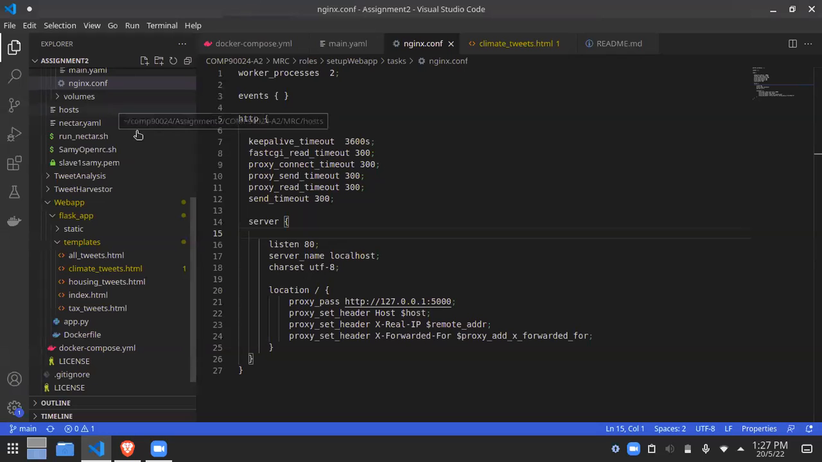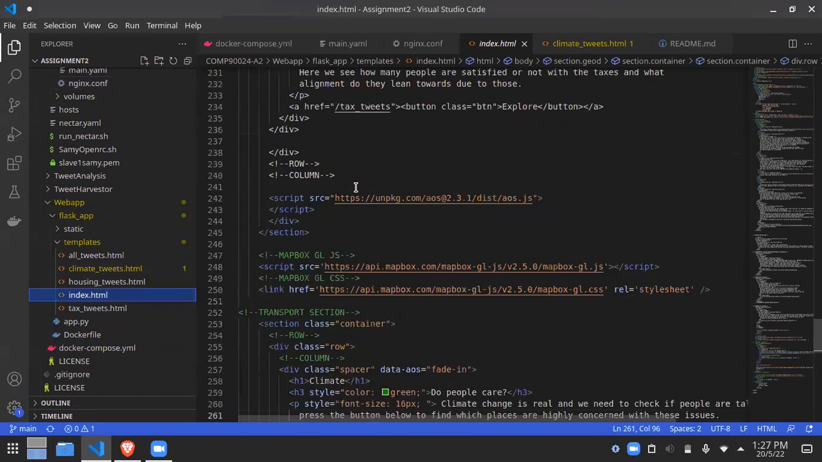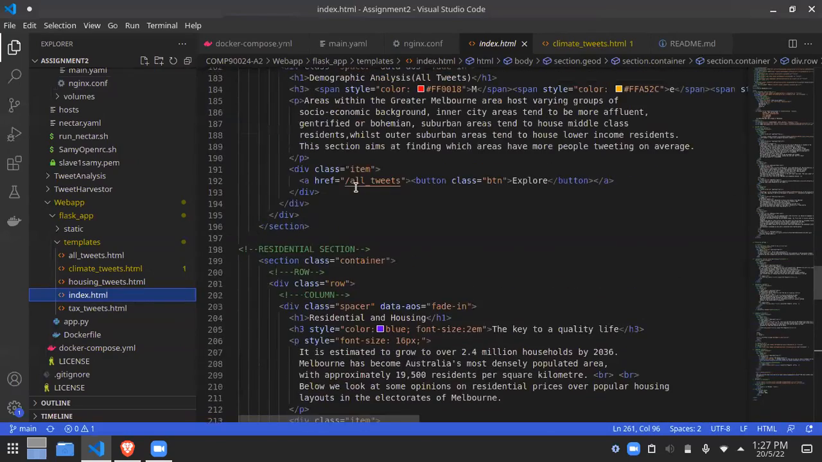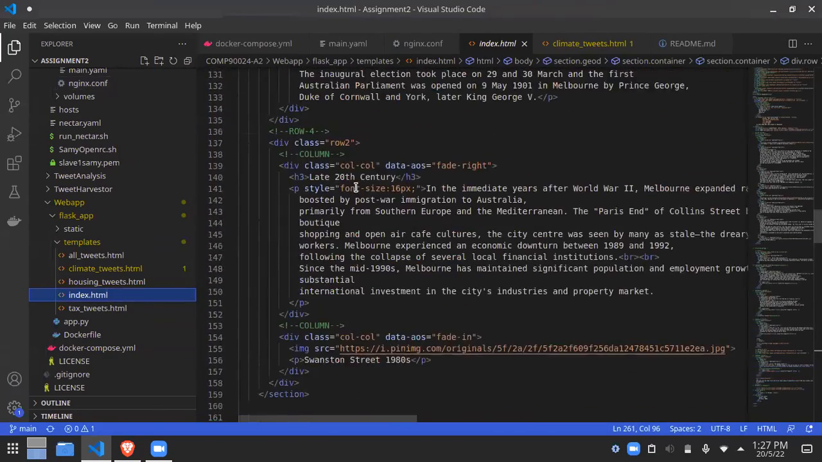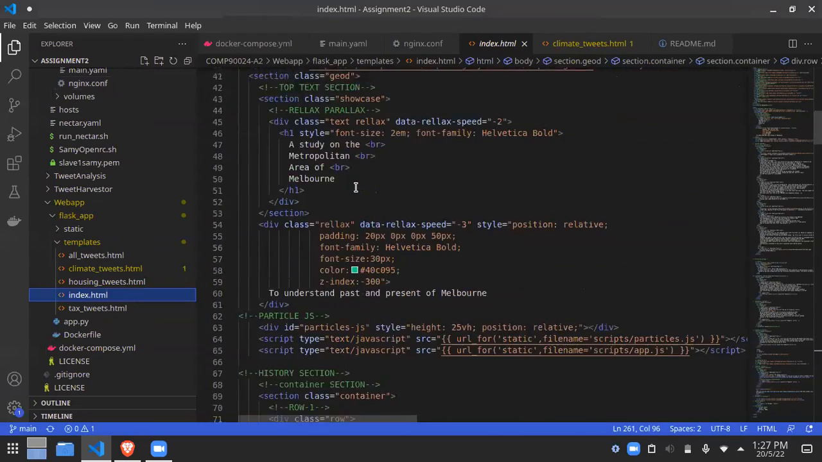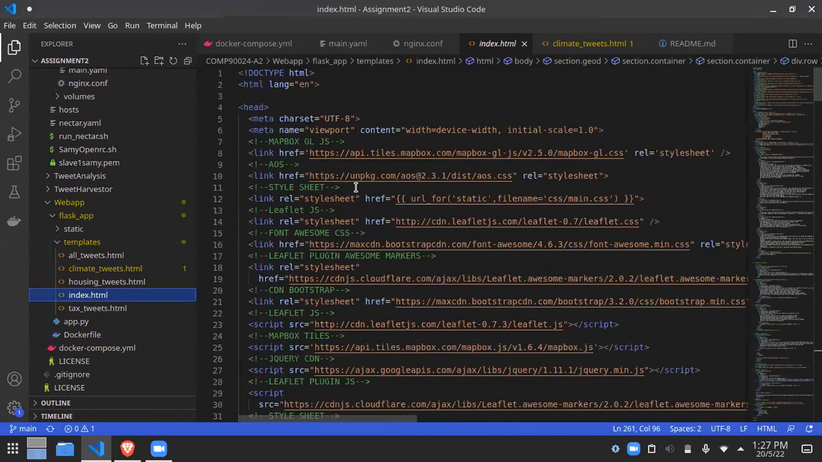Yeah, there's that. And yeah, these are just web pages that we have created. It has all the information on what we're talking about, what we're doing. So our web page is basically like a case study of Melbourne through the past and the present and what makes it a livable city.